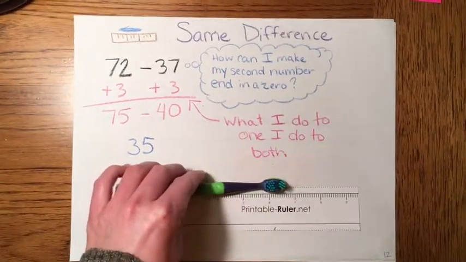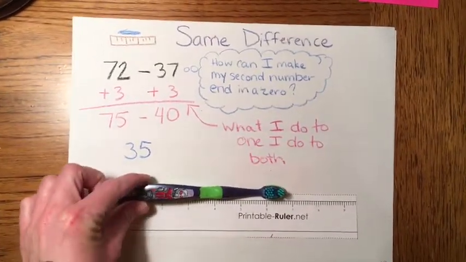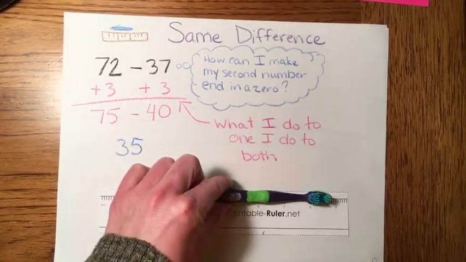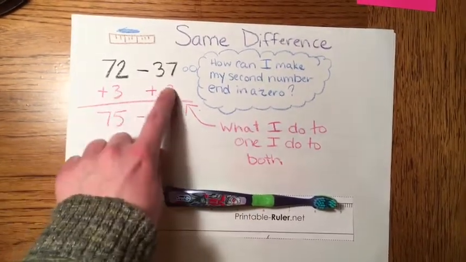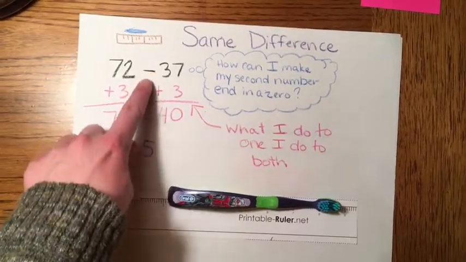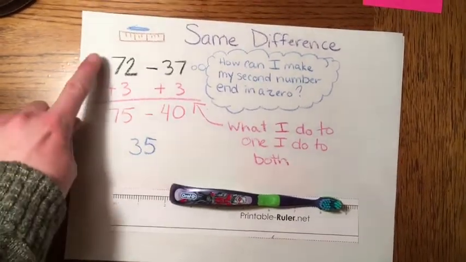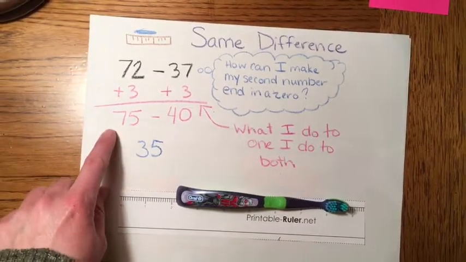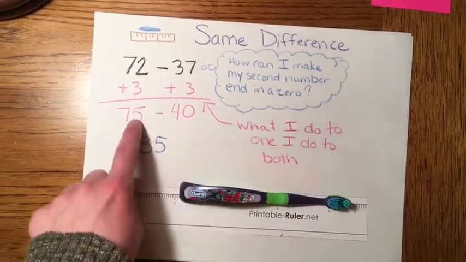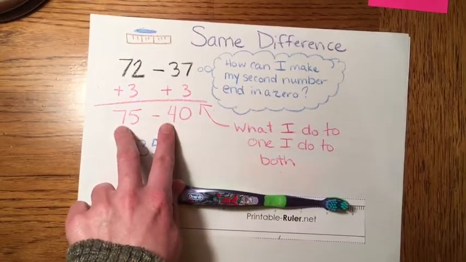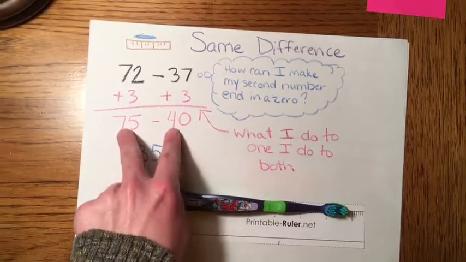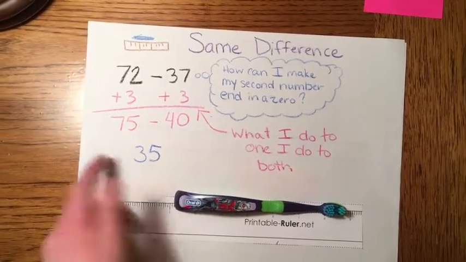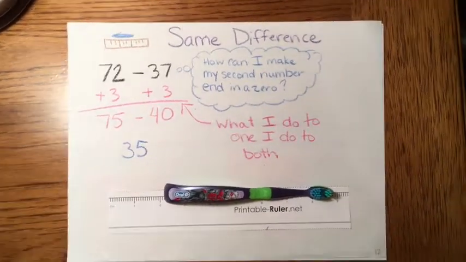Much like I move my ruler, I didn't move just one point of my toothbrush on the ruler, I moved both points. So I'm moving both points 3 over. So 37 plus 3 was 40, so I took 72 plus 3 and got 75. The difference between there is just subtracting the tens. 7 minus 4 is 3. 5 minus 0 is 5. So 75 minus 40, again, is 35.